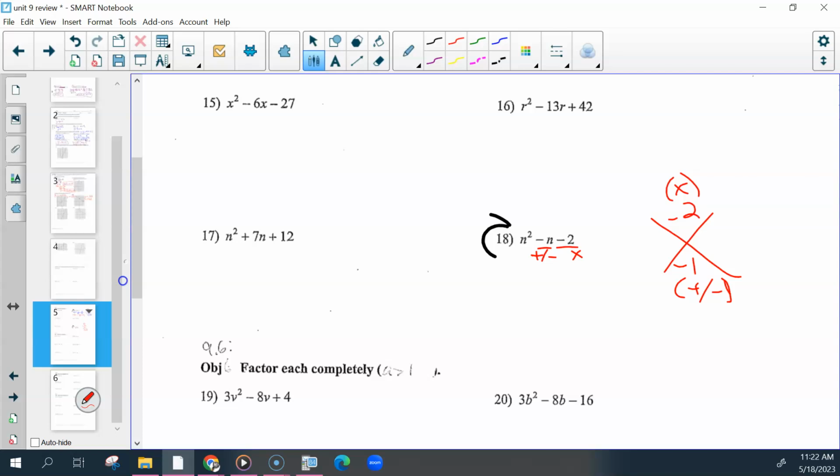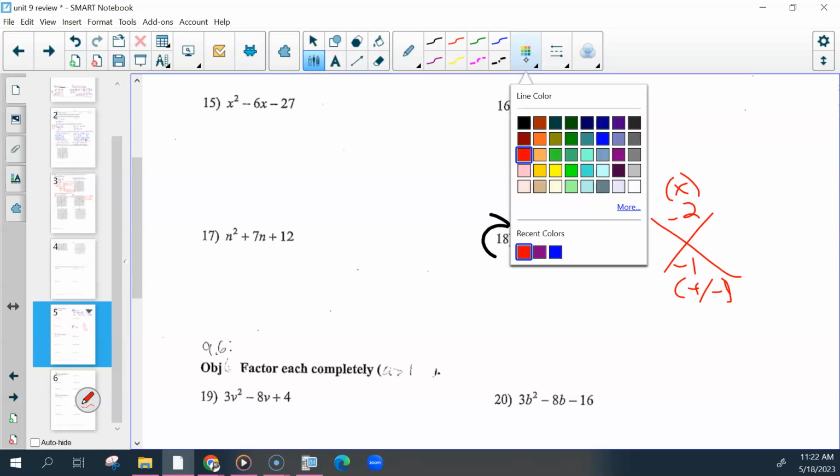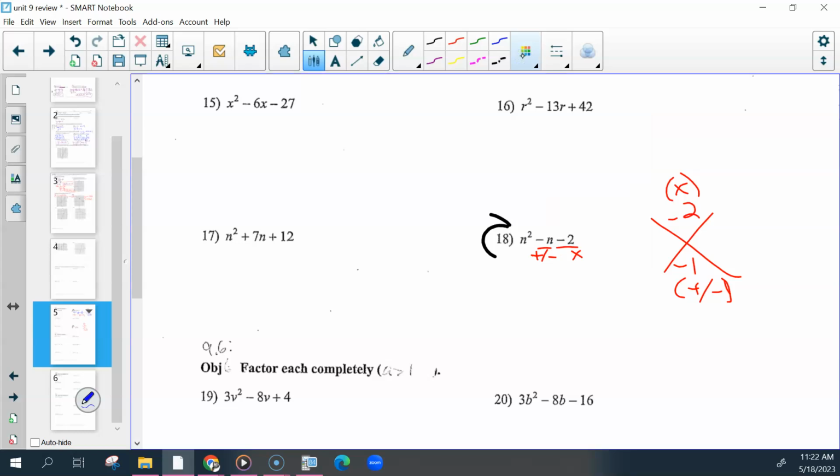Think about your factors of 2. There's really just 2 and 1. Which one would be negative if you had to add or subtract to get -1? So +2 minus 1 would be -1. Have to be the opposite. So -2 plus 1.